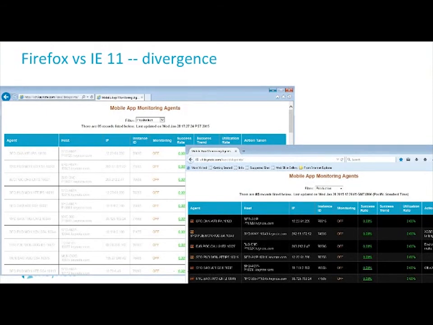So let's talk about divergence. On the screen, I have two pictures I took, one in Firefox, one in IE11, yesterday at the same time. Now, what is this site? This is an internal site we use to monitor our agents. These are some of our mobile agents, our real phone devices. Wow, those look quite a bit different, don't they? I'd say the difference is almost black and white.